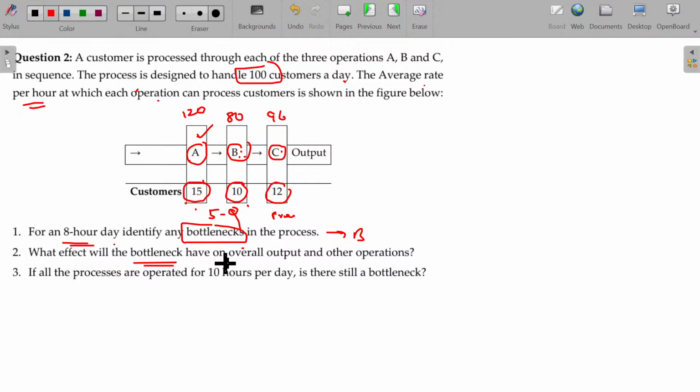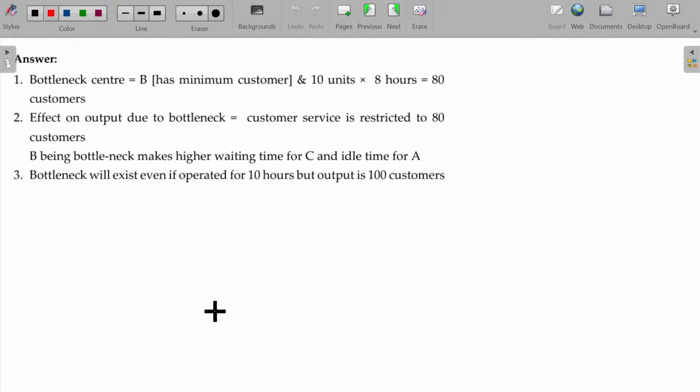What effect will the bottleneck have on overall output? Only the output processed by B will be the output at all. Okay, that will be the final output. If all the processes are operated for 10 hours per day, is there still a bottleneck? Yeah, of course. If 10 hours working, then this becomes 150, this becomes 100, this becomes 120, still B will be the bottleneck. For this question, 8 marks was there earlier in the exams. Right. Let's move on to the next question.